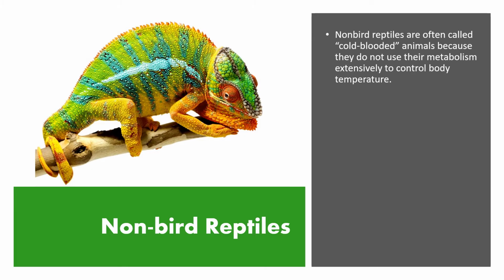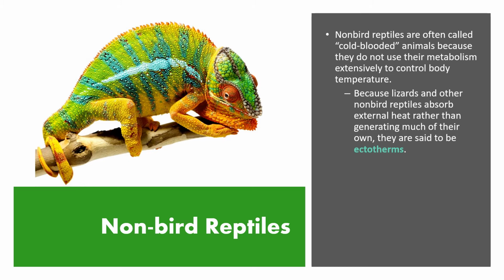So many of the non-bird reptiles are going to be called cold-blooded, which is not a technical term, but this refers to the fact that they do not use their metabolism to control their body temperature like mammals or birds. So we humans are going to regulate our body temperature, and it's a fairly high body temperature due to our high metabolic rate. So we're burning a lot of calories, we're making sure that we stay at the same temperature. Now, most reptiles are actually going to be what we call ectotherms, because they're going to absorb external heat from their environment rather than generate their own.